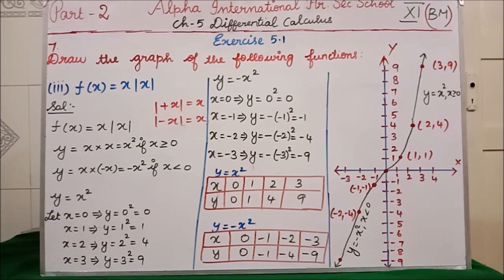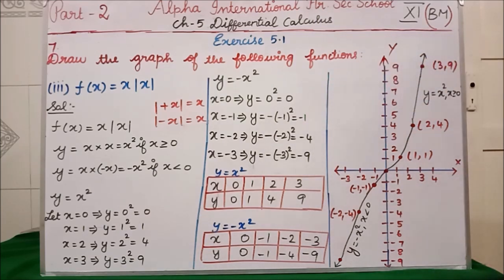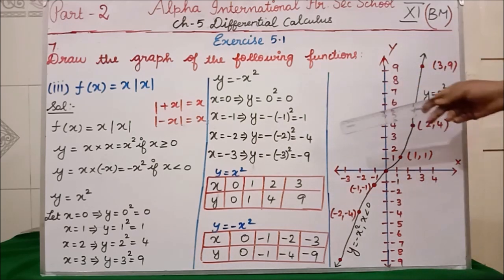Suppose I take x equal to 1, 1 square is 1. Suppose I take x equal to 2, 2 square is 4. x equal to 3 means 3 square is 9. See, everything we are getting is positive. Similarly I am going to do for y equal to minus x square. Here, x equal to 0, if I substitute, I get 0. x equal to minus 1, if I substitute, what am I getting? Minus 1.